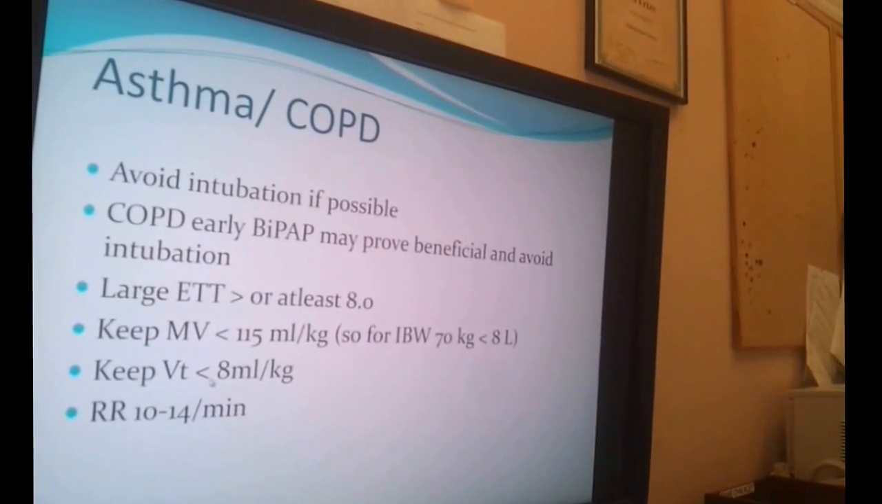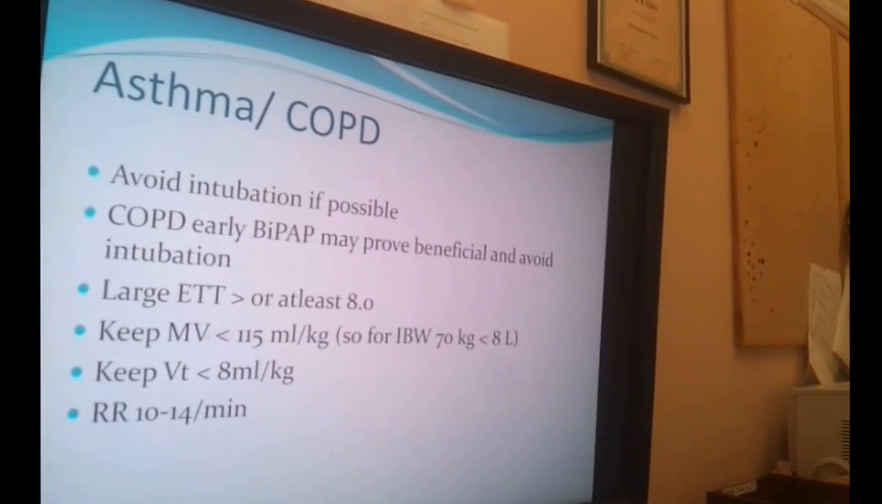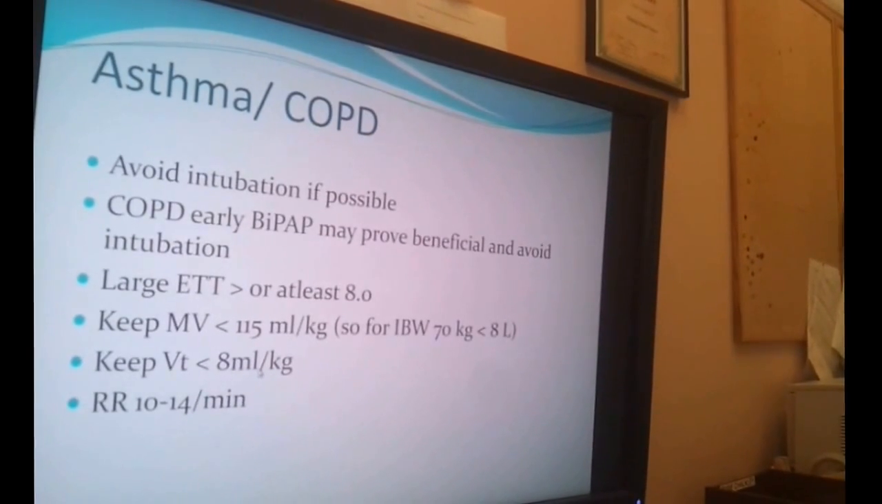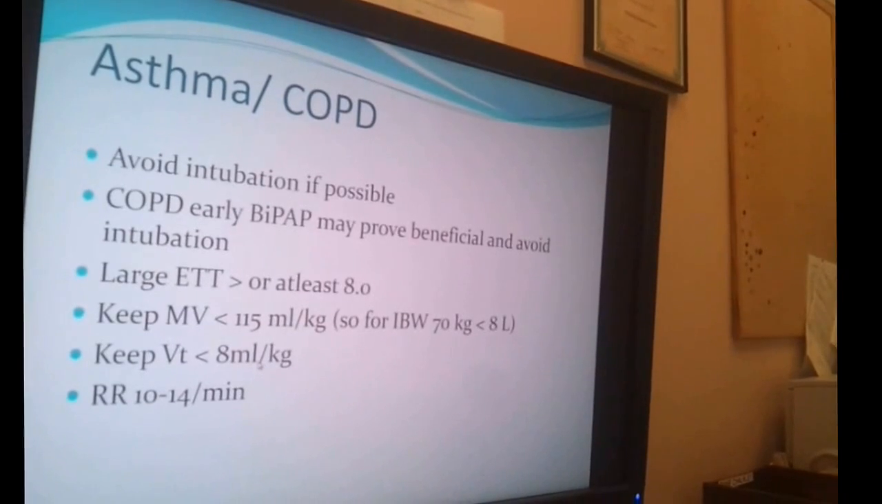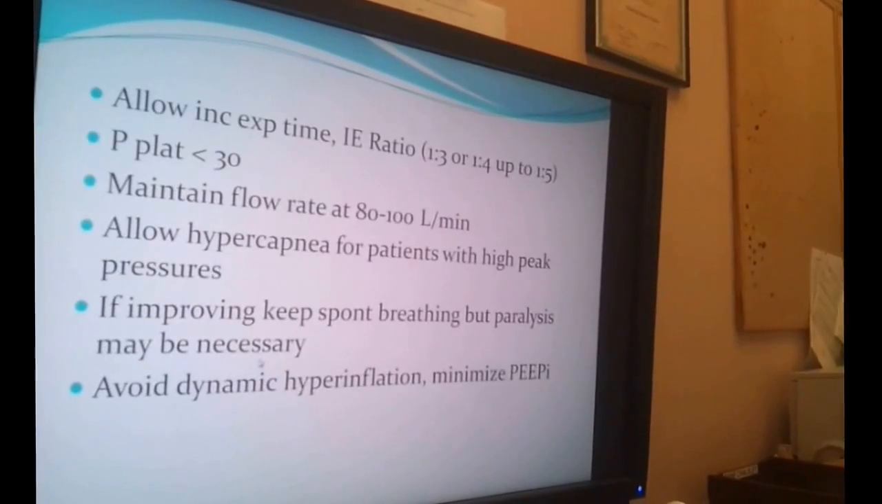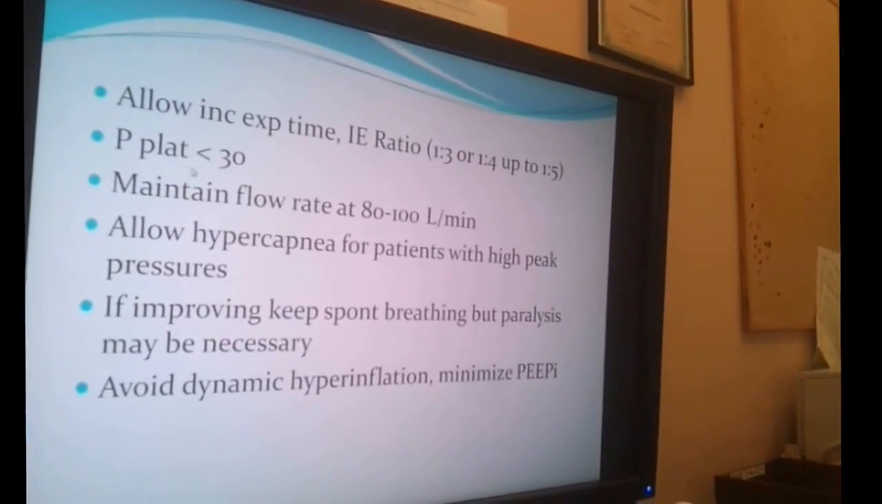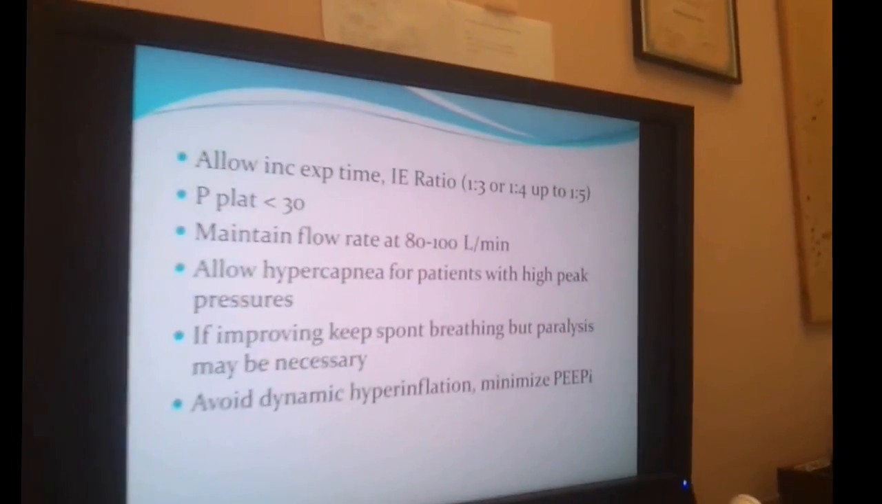Tidal volumes, less than 8 mils per kilo. So this is the general intermittent positive pressure ventilation strategy. Again, respiratory rate low, as long as the patient can tolerate. Allow them time to expire. Allow increased expiratory time. Peak pressures, plateau pressures, less than 30.